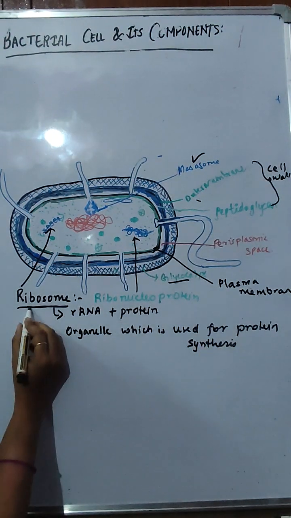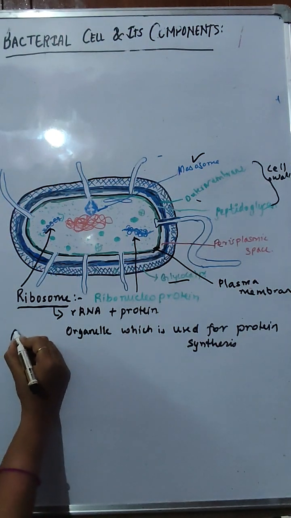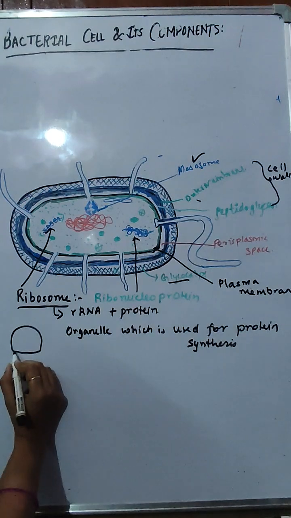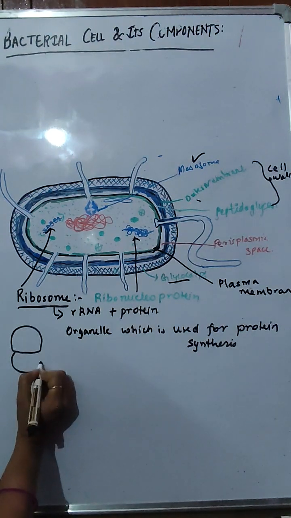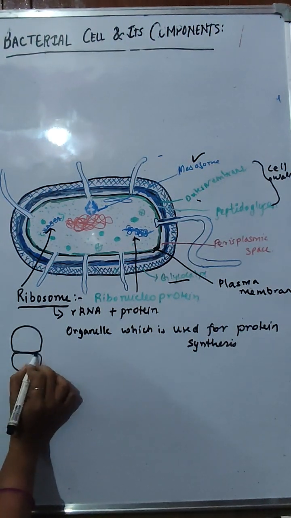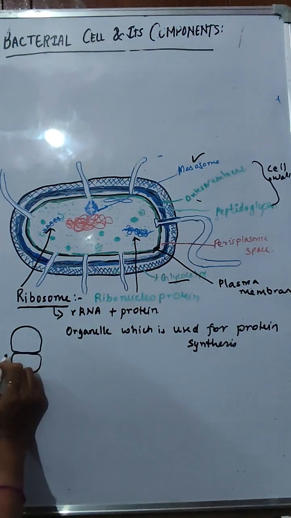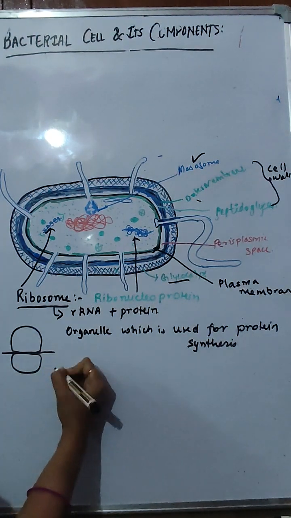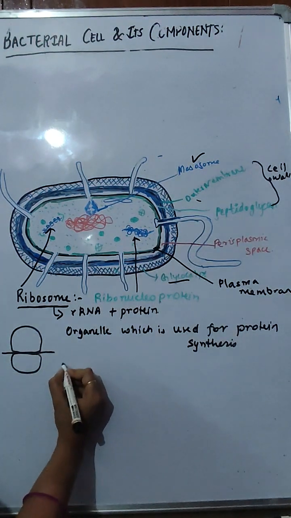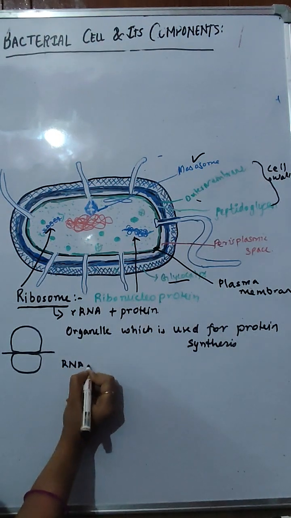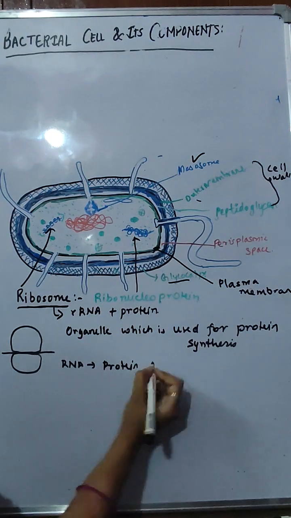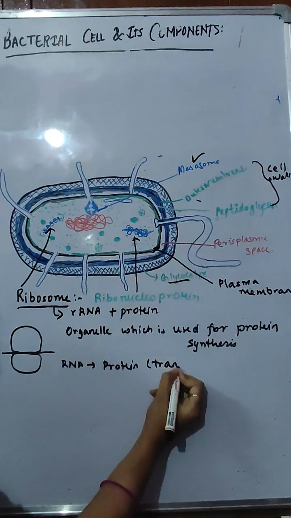So this organelle, ribosome, it is something like this. This is the larger subunit and this is the smaller subunit. When they combine together on an mRNA strand, from there they are going to synthesize protein. The process of protein synthesis is known as translation.